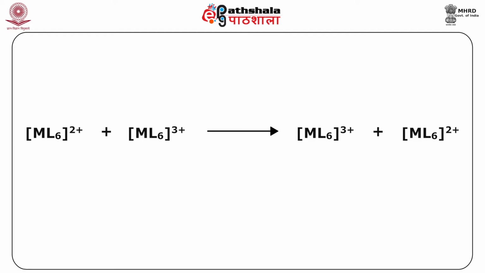The example is representatively written as ML6 2+ plus ML6 3+ leading to the formation of ML6 3+ and another ML6 2+. For better representation, we can say ML6 2+ plus M'L6 3+ goes to ML6 3+ and M'L6 2+. So, you see nothing has changed except the charges, noted as a counter cation, meaning the +2 species has gone to +3 and the +3 has gone to +2.